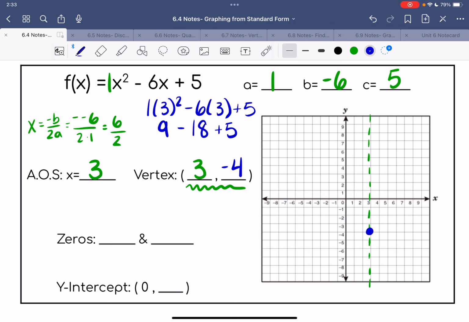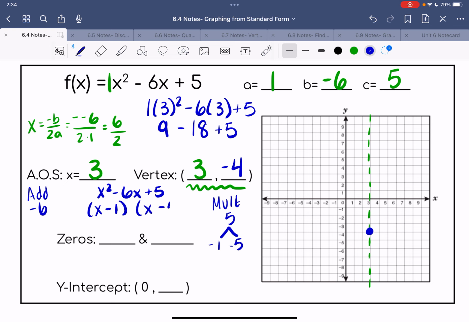The next thing I'm going to find is my zeros. My zeros can be found by factoring. So I'm going to be factoring out my original problem. I'm going to rewrite it here: x squared minus 6x plus 5. So I'm looking for two numbers that multiply together to be 5 and add together to be negative 6. Those numbers are 1 and 5, make them both negative. Then they'll multiply to be positive, add together to be negative. So my factored form is going to be (x minus 1)(x minus 5).